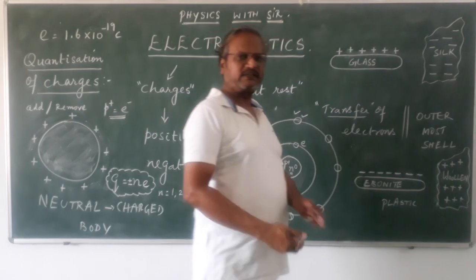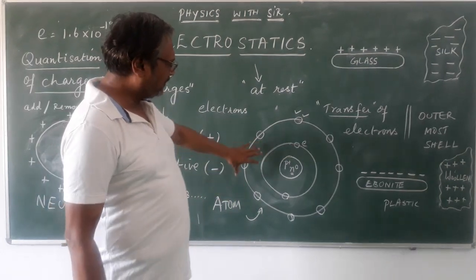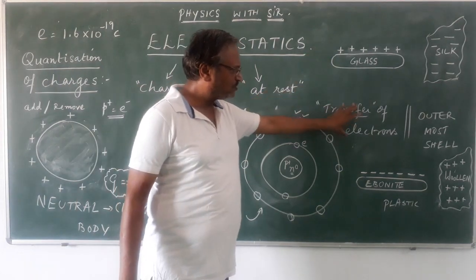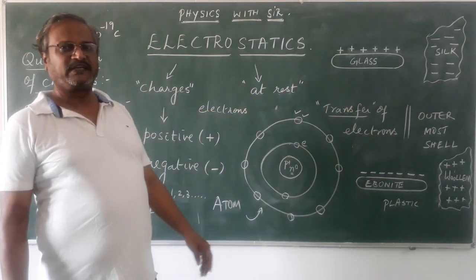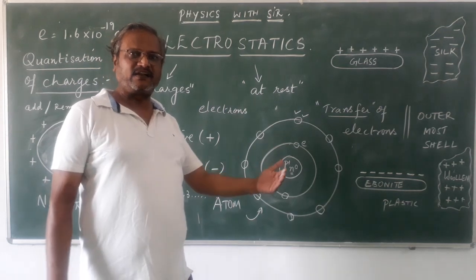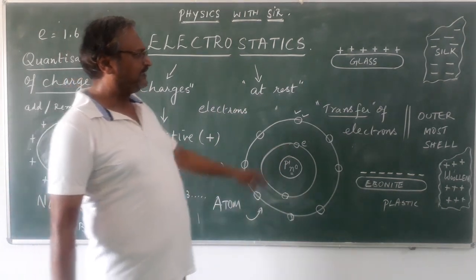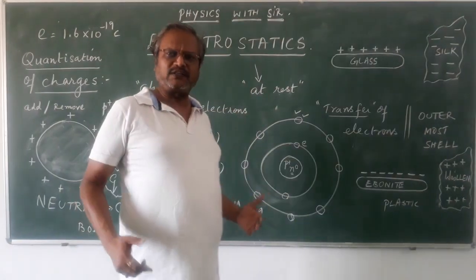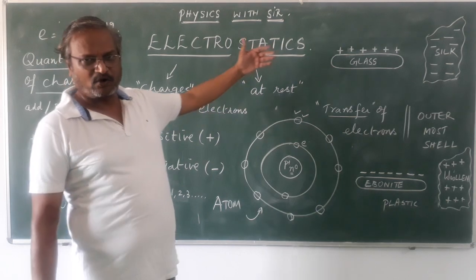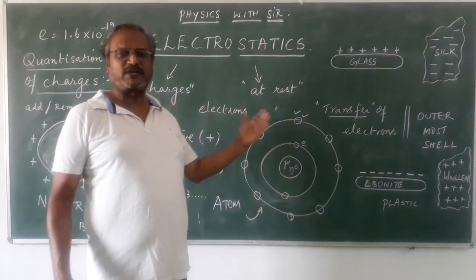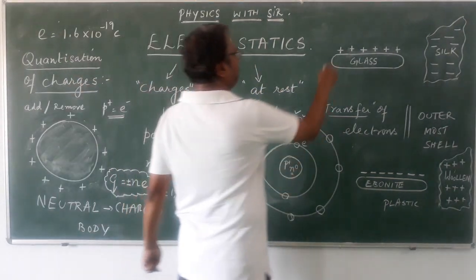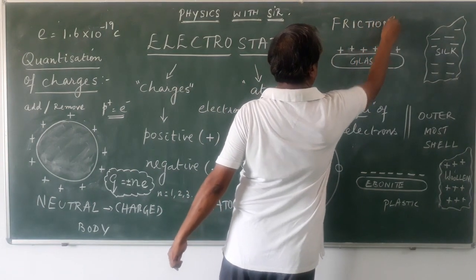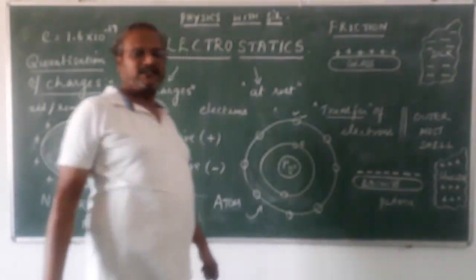So you notice one thing very clearly. The electrons from the outermost shell take part, and it is only the electrons that are transferred. Either electrons are added or removed, and these electrons are from the outermost shell. Depending on the nature of the body, one object loses and another object gains. All this happens because of friction. This is also referred to as frictional electricity.